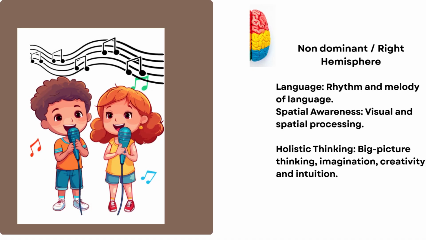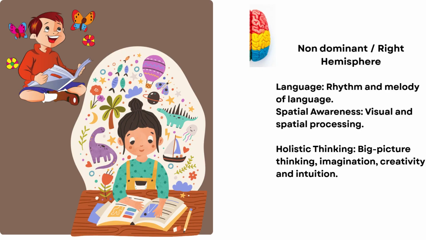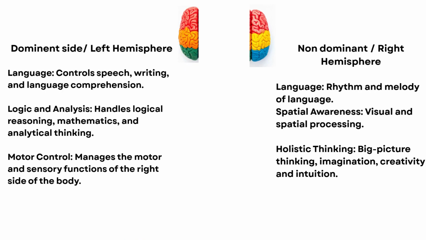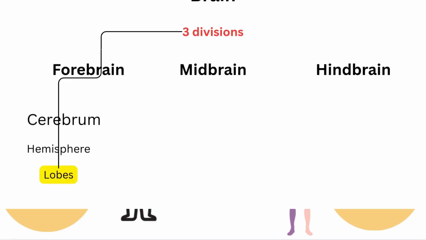melody of language. So if you are able to appreciate a song or music, that is actually happening from the right hemisphere. Similarly, creativity and imagination, holistic thinking, all of that happens from the non-dominant brain. Now, from this, we can correlate how a dominant hemisphere stroke, like a left hemisphere stroke, produces aphasia, and how a non-dominant hemisphere stroke or right hemisphere stroke produces neglect.